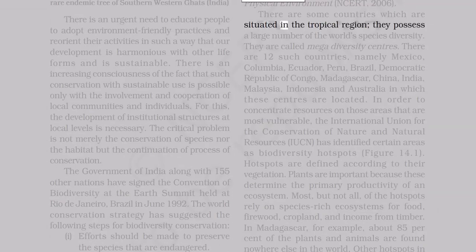There are some countries which are situated in the tropical region. They possess a large number of the world's species diversity. They are called mega diversity centers. There are 12 such countries, namely Mexico, Colombia, Ecuador, Peru, Brazil, Democratic Republic of Congo, Madagascar, China, India, Malaysia, Indonesia, and Australia, in which these centers are located.